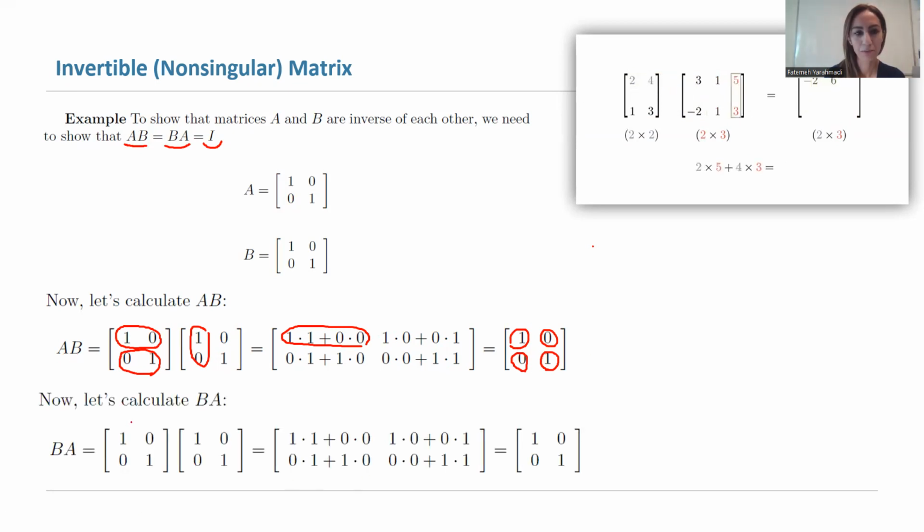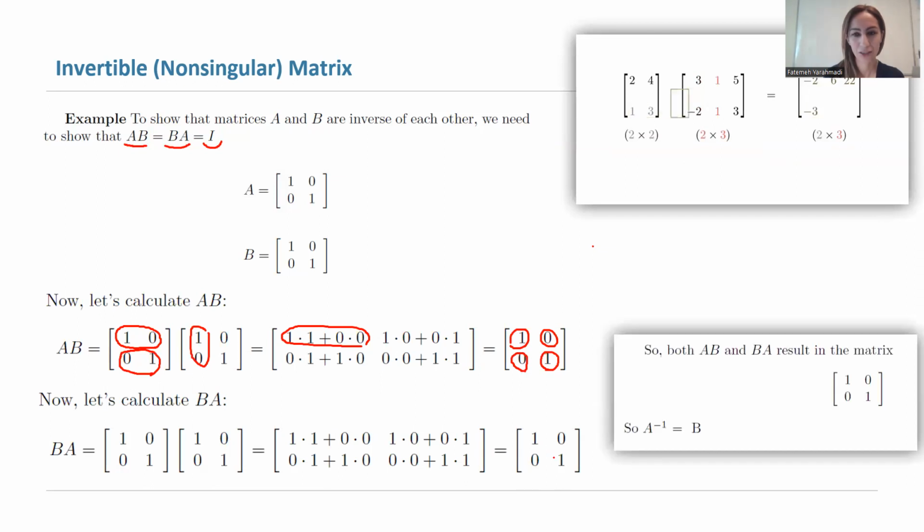Now find B times A. Well, the process is the same because these two matrices are the same thing. It means that if we do the multiplication, the result is going to be the identity matrix. So we just showed that AB is equal to BA, which is equal to the identity matrix. What's the meaning of that? It means that A and B are inverse of each other. Or you can say that, hey, the identity matrix is invertible.